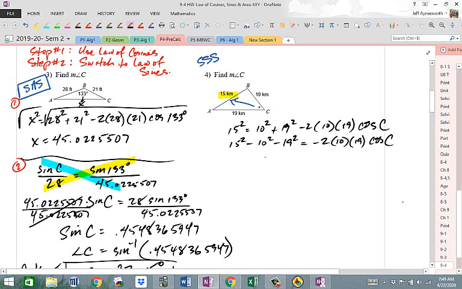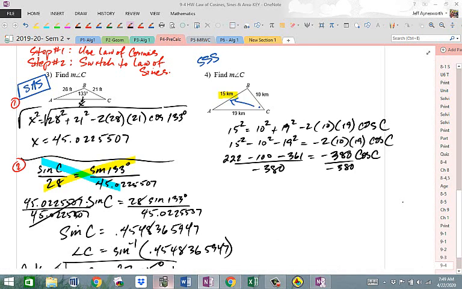If you want to evaluate all these and write this as negative 380, be my guest. Like I said, this is 225, this is 100, 19 squared is 361. You want to evaluate all of that, that's fine. And negative 2 times 19 is negative 38 times 10 is negative 380. And then you divide both sides by negative 380.